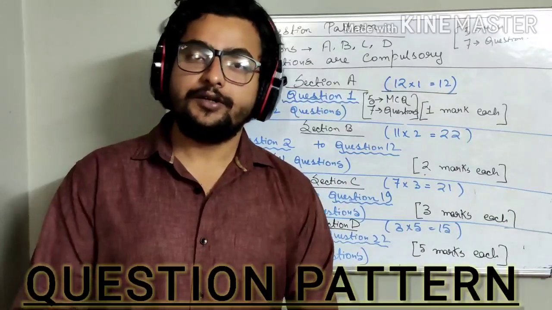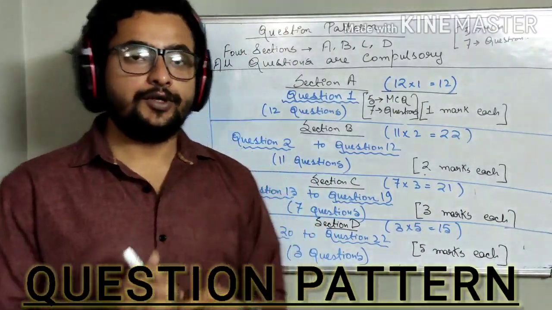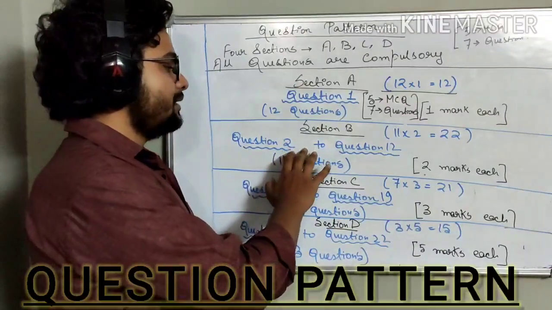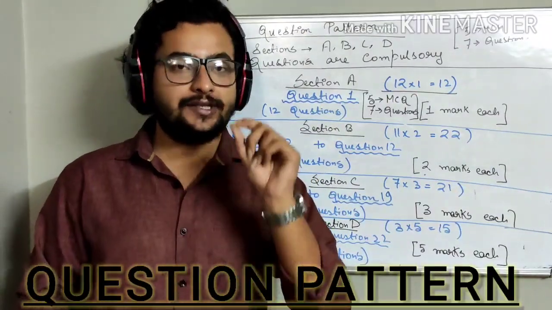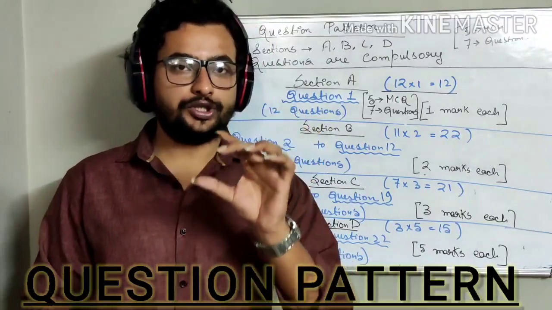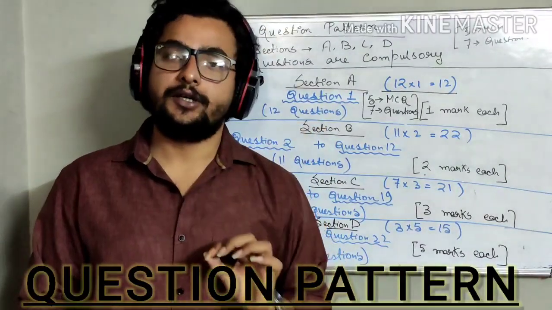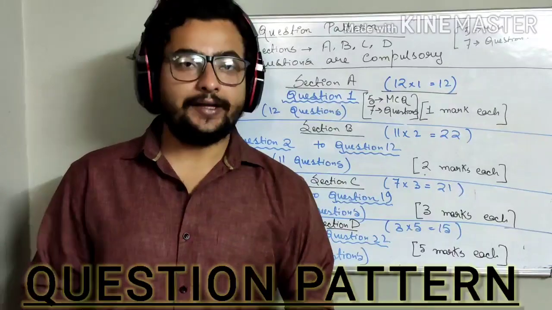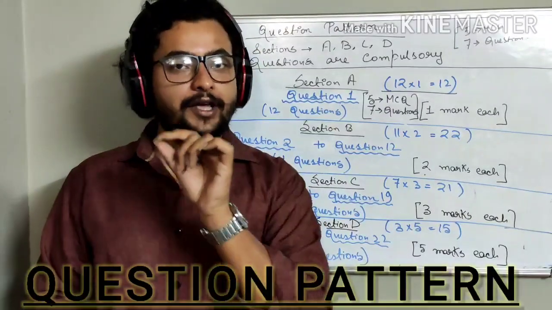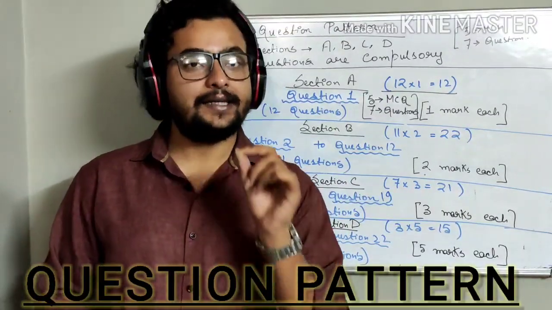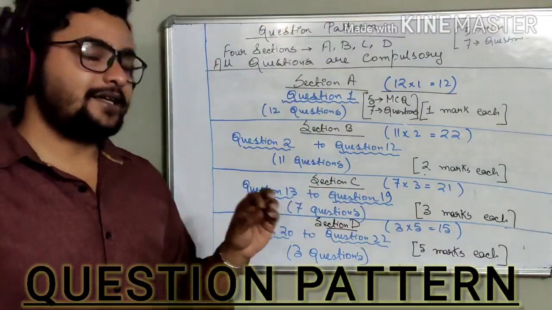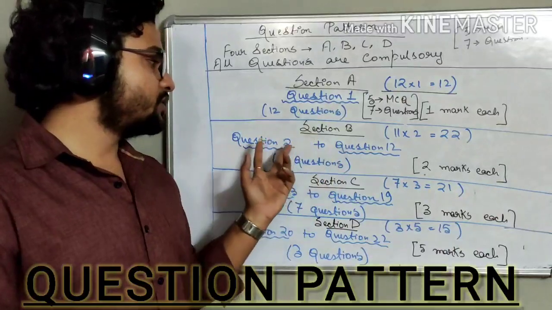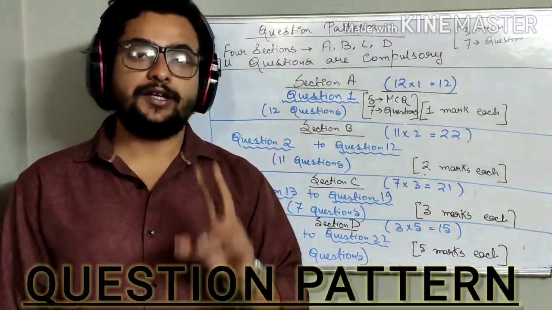Now what is the meaning of internal choice? Suppose for example, question number 10 is having 2 subdivisions, A and B, and you are asked to answer either A or B. So that is an internal choice. I hope all of you understood this. So 2 questions out of these 11 questions will be having internal choice.